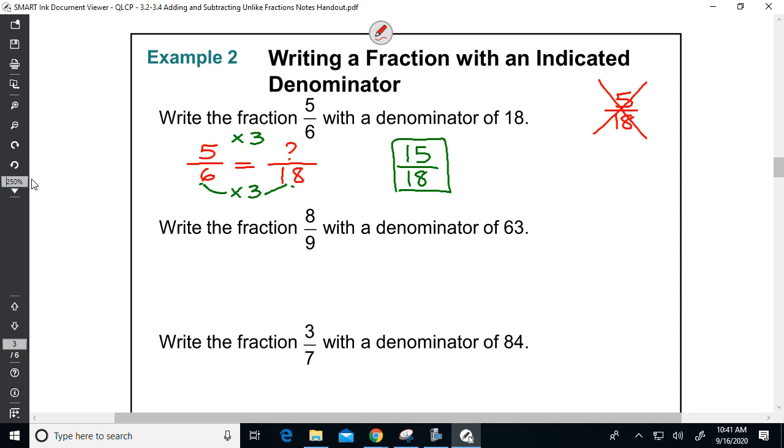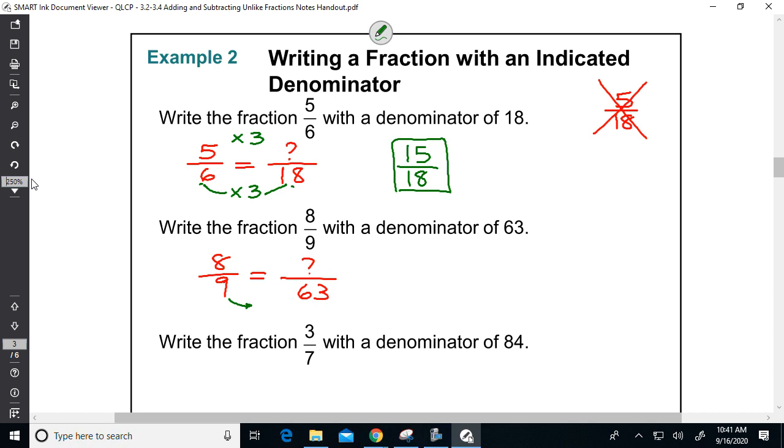All right, example 2. You have 8 over 9. We need to make the denominator 63. Same process. What times 9 gives you 63? You're going to multiply 9 by something to get 63.